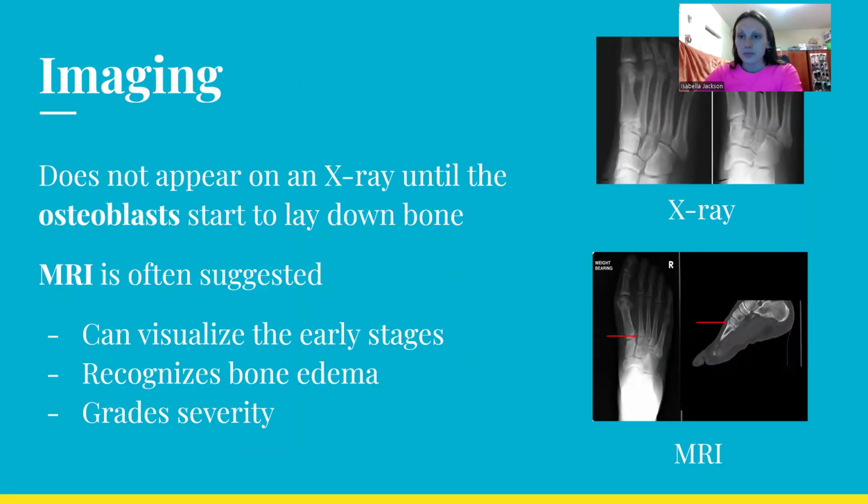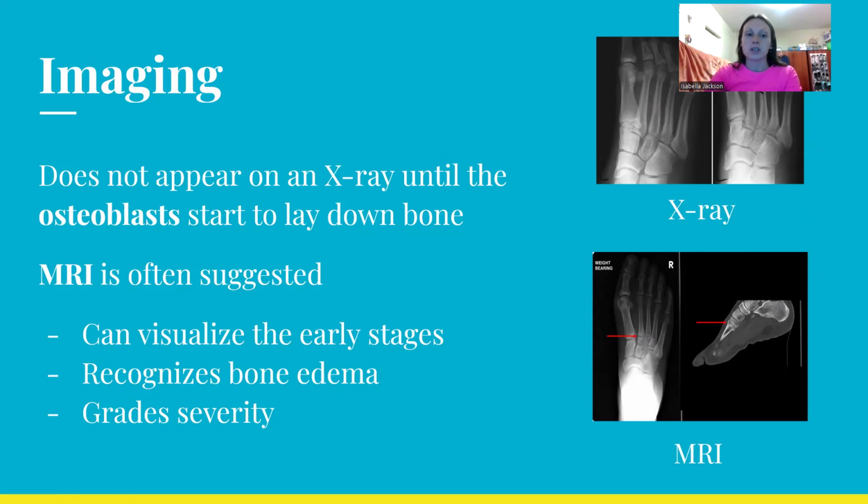So imaging. Stress fractures are more easily seen on MRIs rather than x-rays. They do not appear on an x-ray until the osteoblasts start to lay down bone. So on x-rays, usually when someone is recovering from a stress fracture, you see a big lump where the stress fracture was, and that's because the osteoblasts are starting to lay down the bone as it's healing. That can be seen on the x-ray, but when you're initially dealing with the stress fracture, it is harder to see it on the x-ray, and doctors typically recommend that patients get an MRI in order to find it.